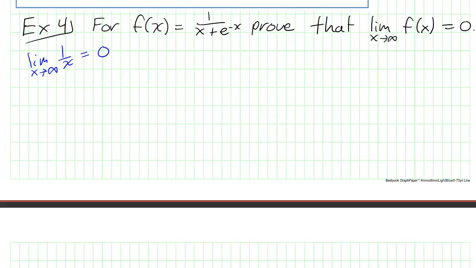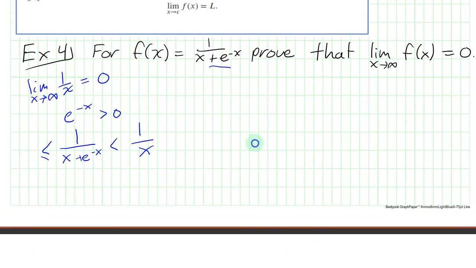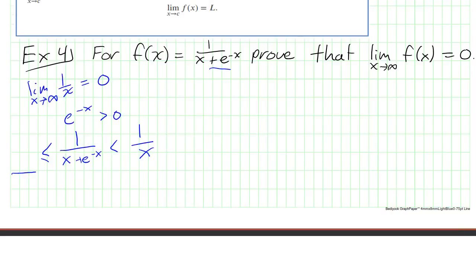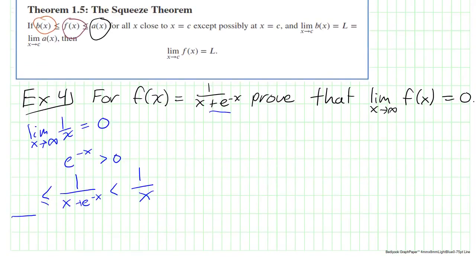Well, remember, first of all, e to any power is always greater than 0. So what does adding it to the denominator do to the function? Well, if you make the denominator of a fraction larger, it makes the result smaller. So that's going to make 1 over x plus e to the negative x smaller than just 1 over x. So that's something we know about it, and we know what this limit does. To make the squeeze theorem work, we need another function that our function is greater than, that also approaches 0. Because so far we have the upper boundary.